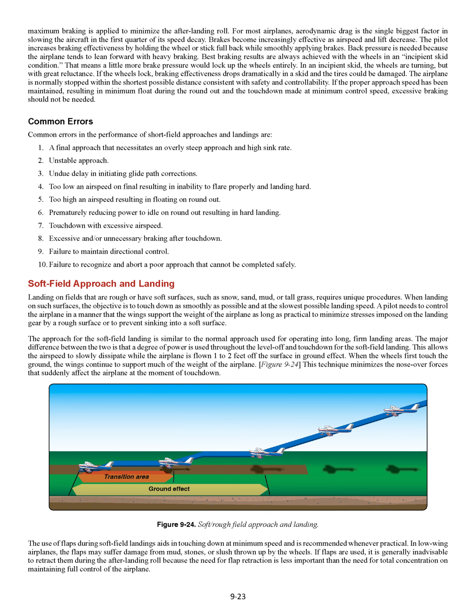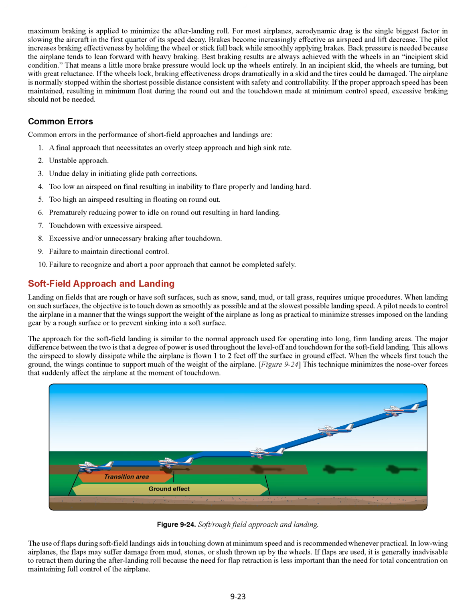Soft field approach and landing. Landing on fields that are rough or have soft surfaces, such as snow, sand, mud, or tall grass, requires unique procedures. When landing on such surfaces, the objective is to touch down as smoothly as possible and at the slowest possible landing speed. A pilot needs to control the airplane in a manner that the wings support the weight of the airplane as long as practical to minimize stresses imposed on the landing gear by a rough surface or to prevent sinking into a soft surface.